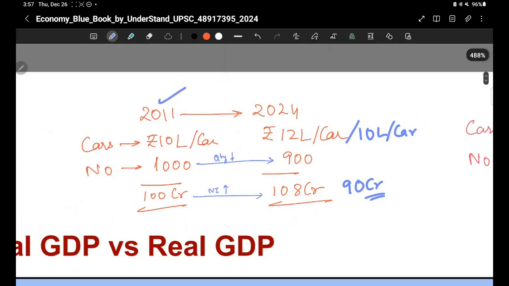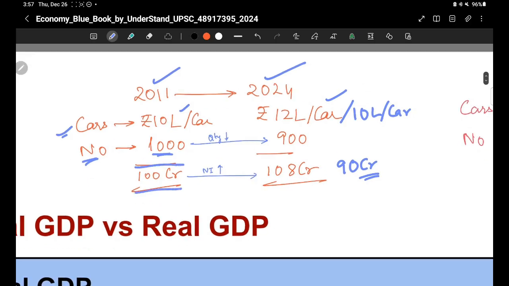Let's say 2011 to 2024. We are going to sell cars. One car is 10 lakh, and by 2024, due to inflation, one car became 12 lakhs. Now the number of cars sold: let's say in 2011, 1000 cars are sold. In 2024, 900 cars are sold.